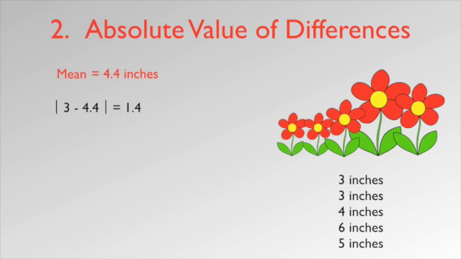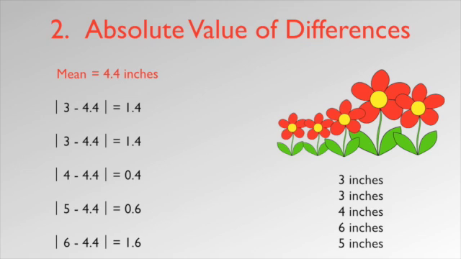Now what we'll do is we'll calculate how far away each individual flower is from that mean of 4.4 inches. So for example, the first flower, the 3-inch flower, is 1.4 inches away from the mean, as is the second flower. The third flower is only 4/10 of an inch away from the mean. The next flower is 6/10 away from the mean. And finally, our last flower is 1.6 inches away from the mean.